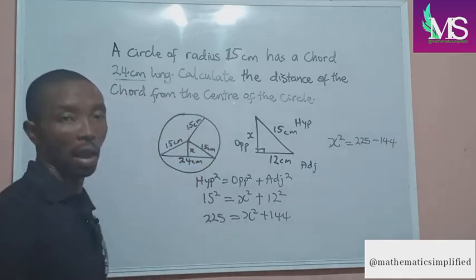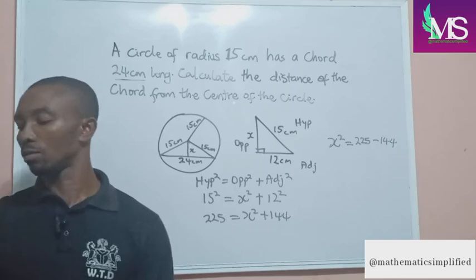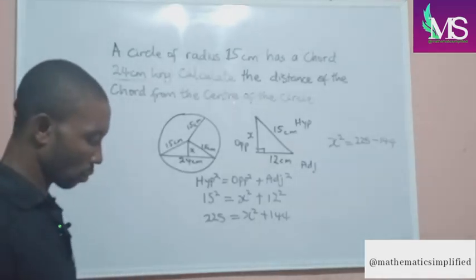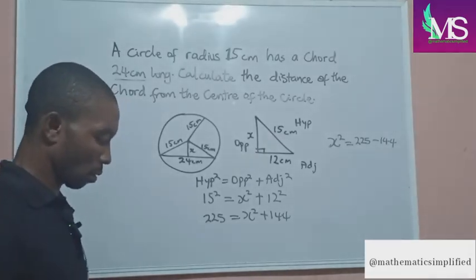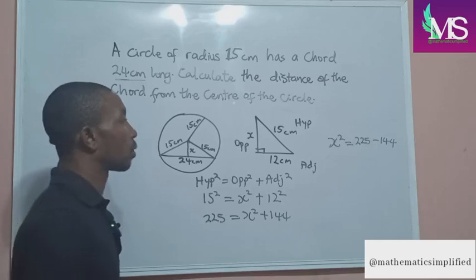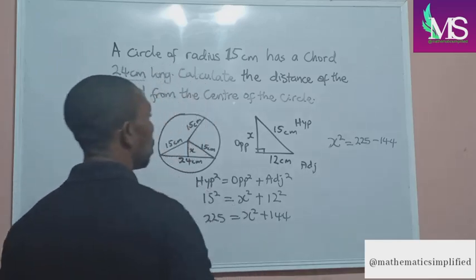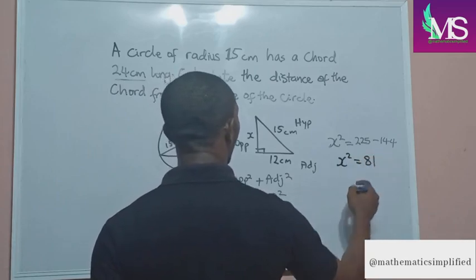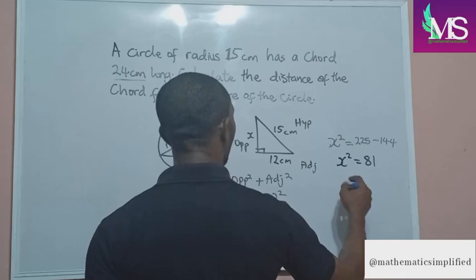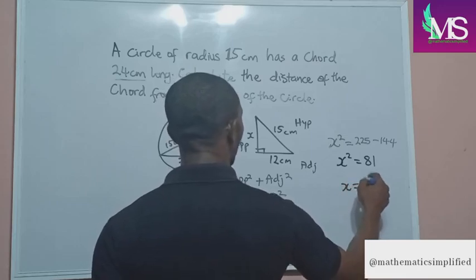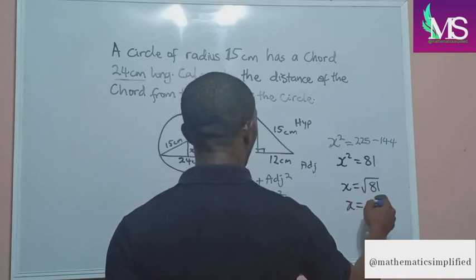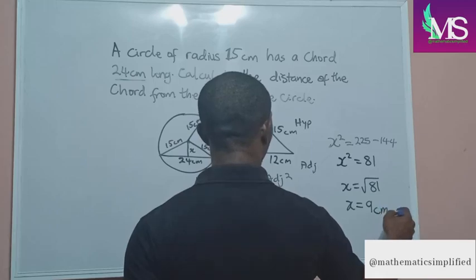Okay, now x squared would give us 81. X squared equals 81. So take square root of both sides. X equals root 81, which means x equals 9 centimeter.